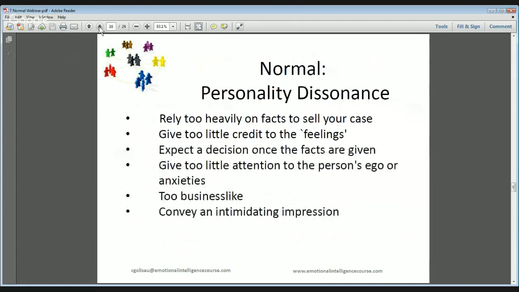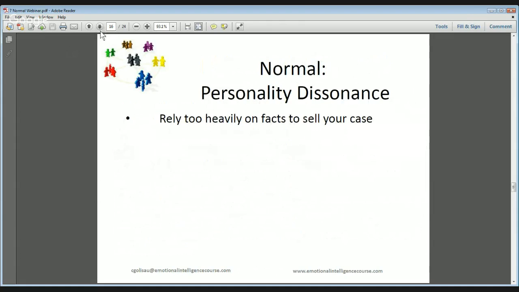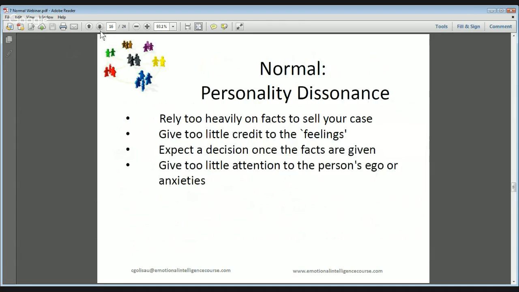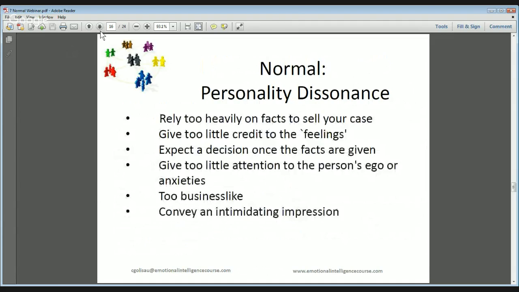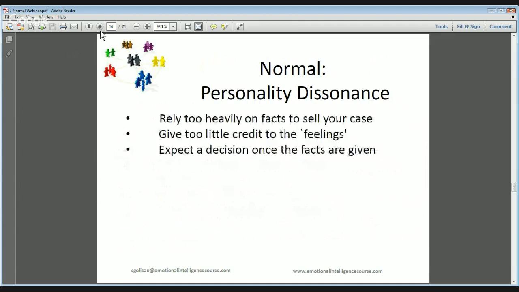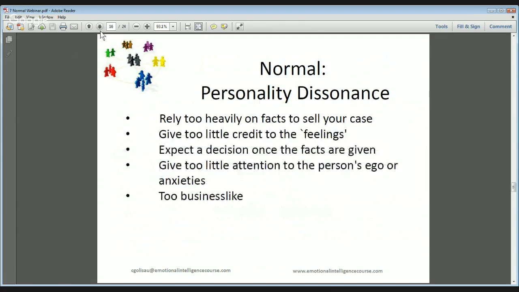Personality distance. Normals rely too heavily on facts when they're trying to sell a case, and they give too little credit to the feelings of the people they're talking to, trying to discuss a proposition. Another mistake they make is they expect a decision once the facts are given. They spend too much time on the needs of a person, but not enough on the wants.